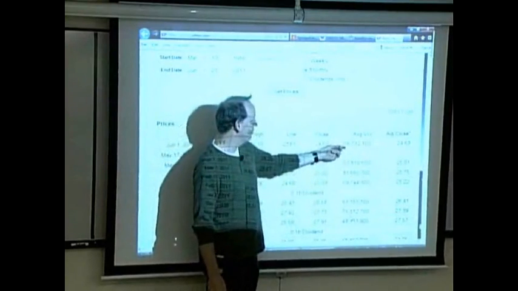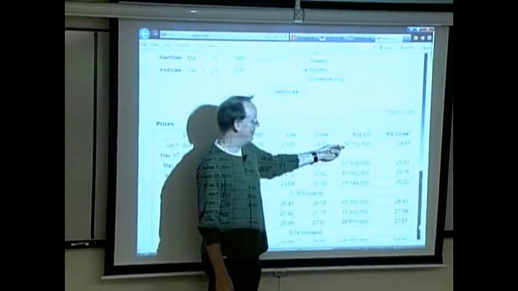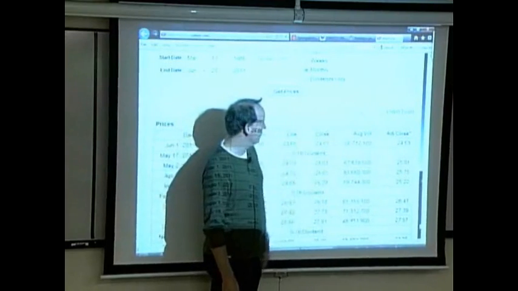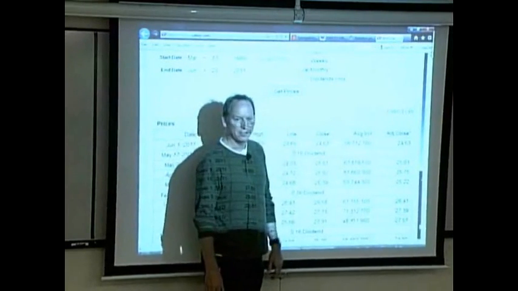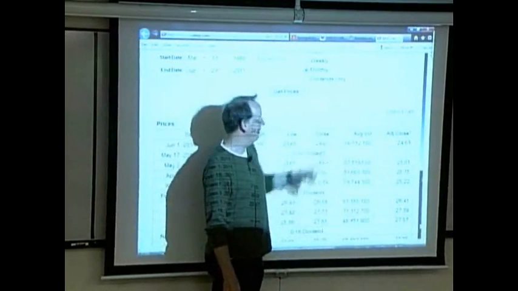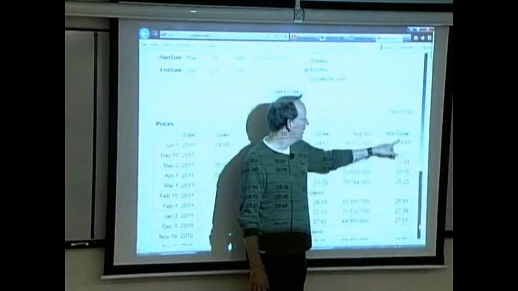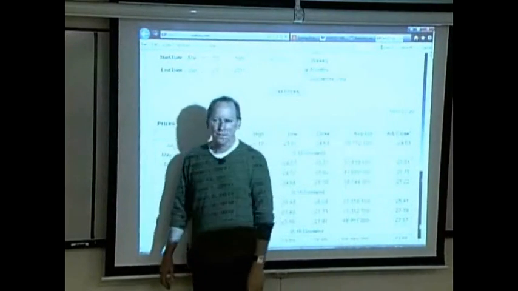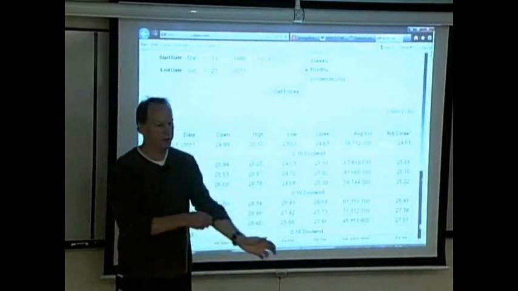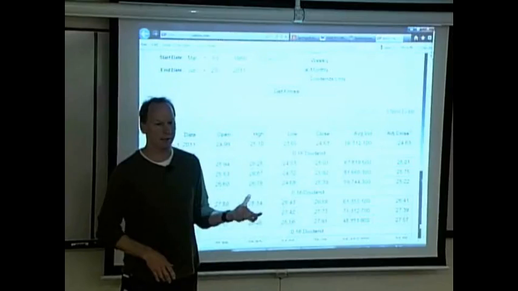You have the average volume. So this is the number of shares that were transacted, 56,712,000. So you can see a huge amount of activity. Now there's this thing called the adjusted close. The adjusted close is the closing price adjusted for dividends and stock splits.